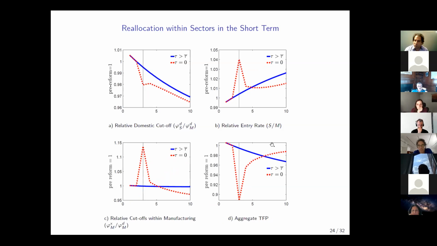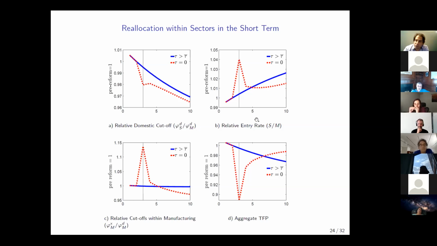The other thing that I wanted to show you is the reallocation between and across sectors. What you have here is the relative operation cutoffs between services and manufacturing. Remember the regression where we said that in relative terms, it seems that you get a lot of entry of less productive and small firms in services. That's exactly what you get. You are on a trend to the transition that is accelerated by the reform, and the cutoff of operation in services decreases much more than the one in manufacturing.